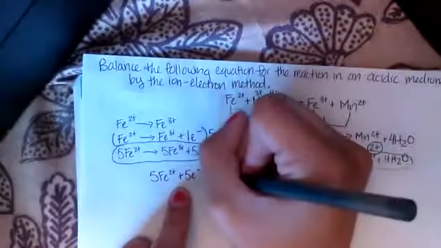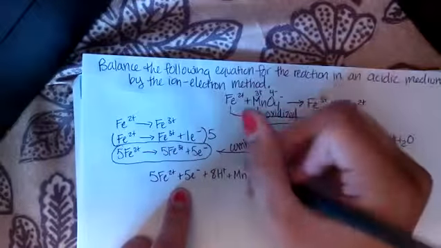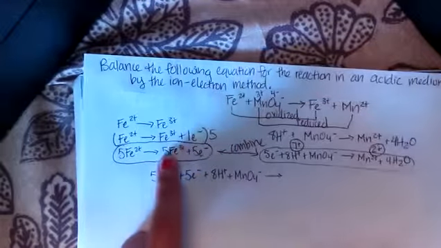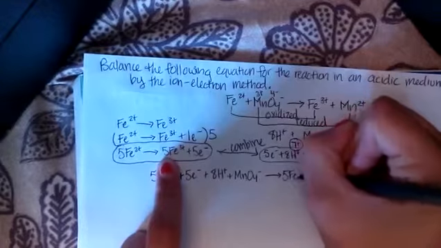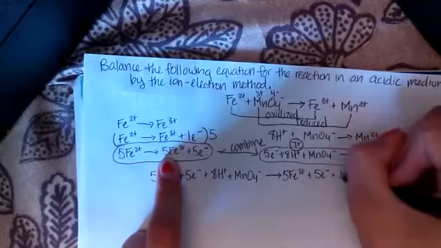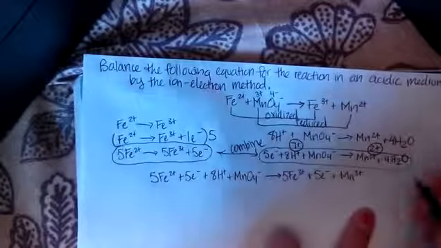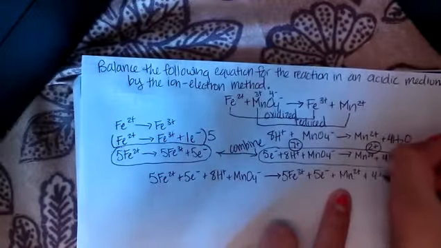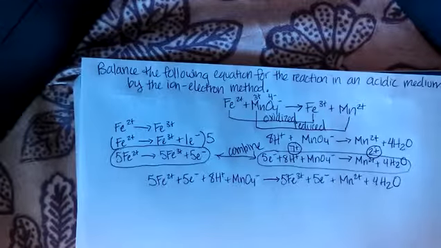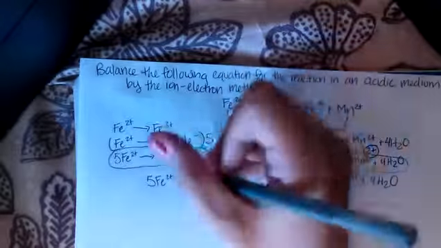5 electrons plus 8H plus MnO4 minus. And then we're going to write our products. So 5Fe3 plus 5 electrons plus Mn2 plus, we're going over here, plus 4H2O. Alrighty, so next we can look at things that can be canceled. We have 5 electrons in our reactants. We have 5 electrons in our products. We can cancel them. Awesome.